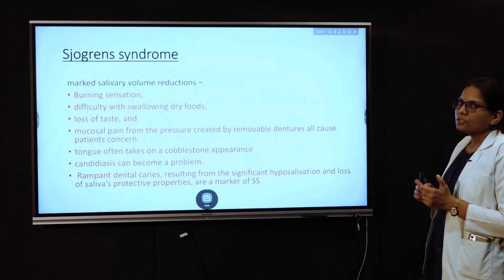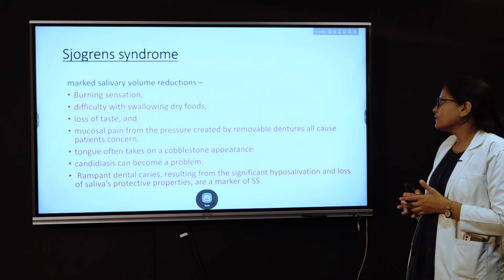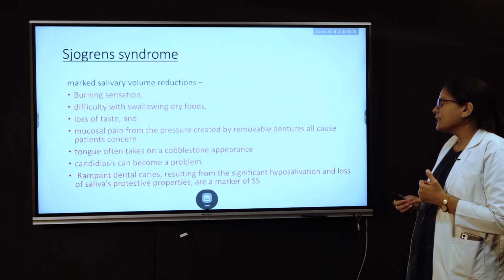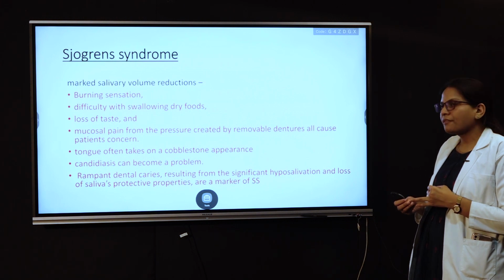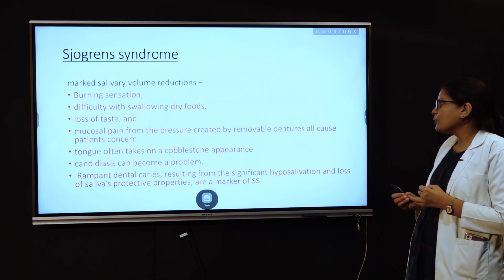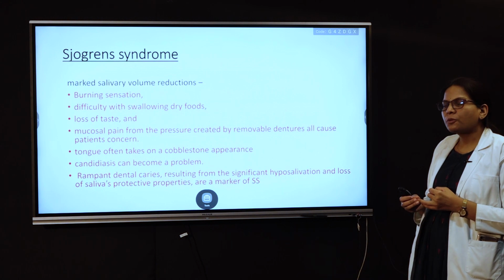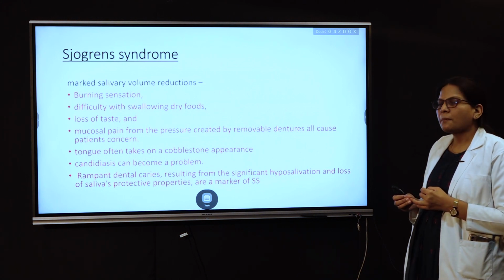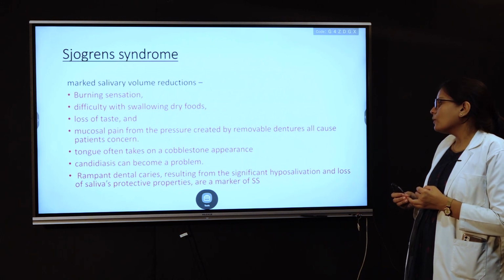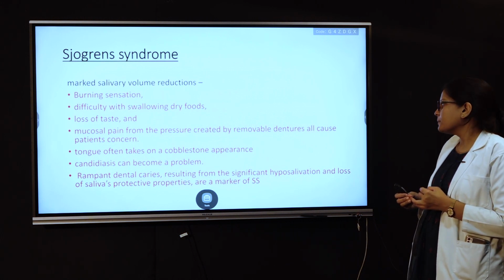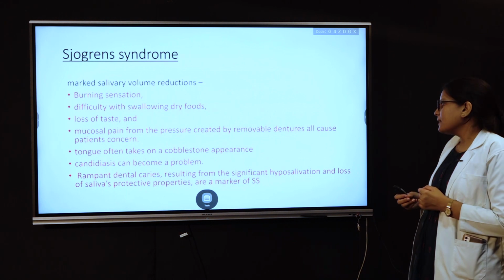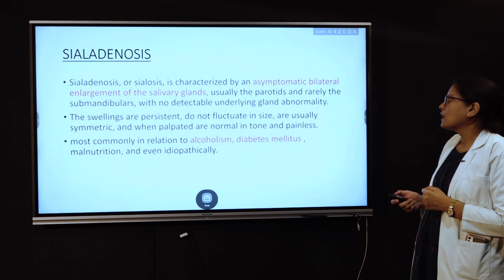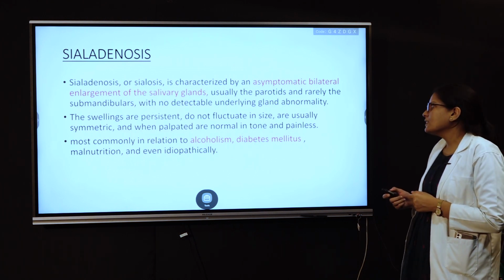The patient with Sjogren's syndrome presents to us with a marked salivary volume reduction, which is clinically manifested as burning sensation, difficulty with swallowing dry foods, loss of taste, and mucosal pain from the pressure created by removable dentures. The tongue is often seen giving a cobblestone or cracked appearance, and overlying fungal infection by candida can also be a problem, and there can also be rampant dental caries resulting from the hyposalivation.